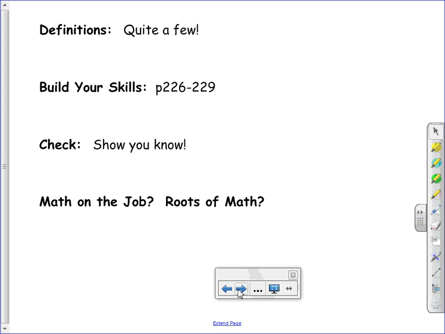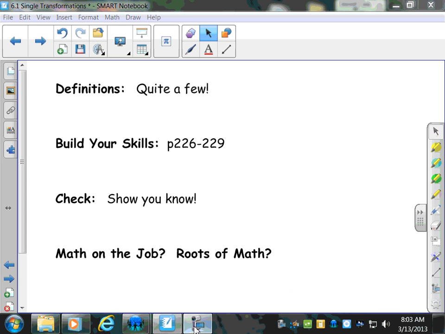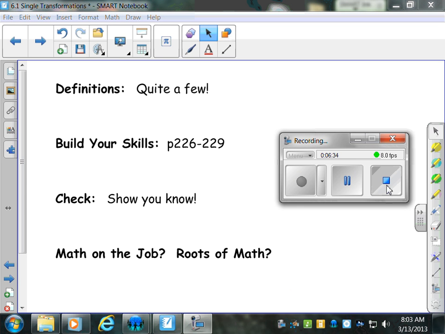So there are quite a few definitions, as I said, to write down. You need to practice your skills and build your skills, and then get the check done. Don't forget to get a math on the job done for this unit. Roots of math, maybe you want to change things up and do that first instead of leaving that till later in the unit. It's up to you. Please make sure you ask me when you have difficulties, and we will work together to get this finished.